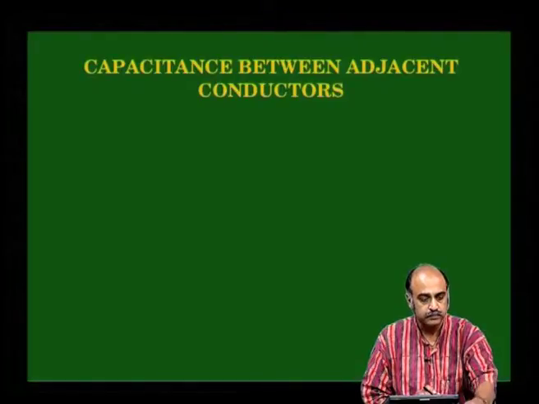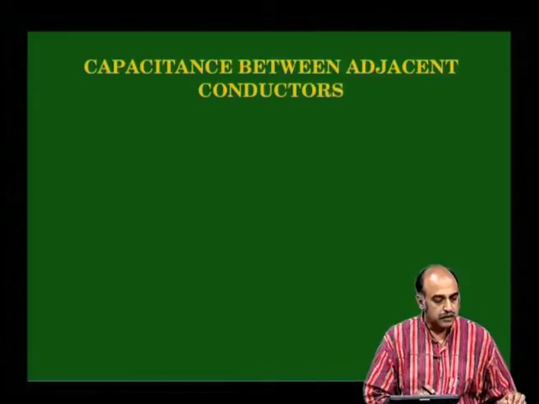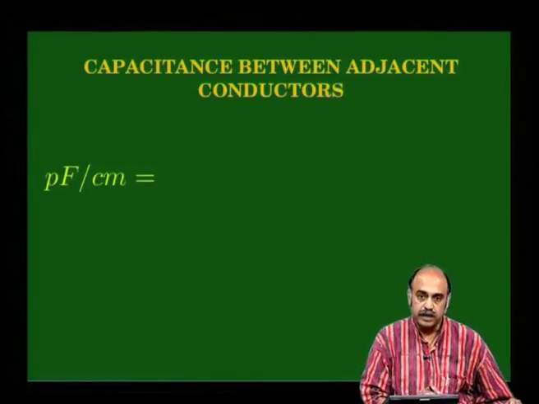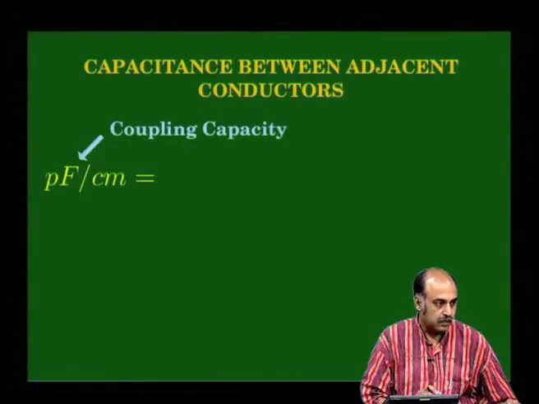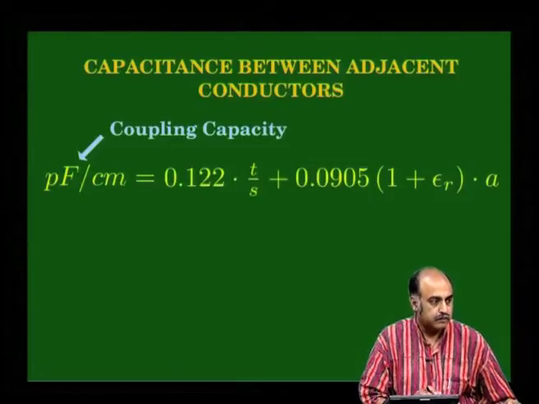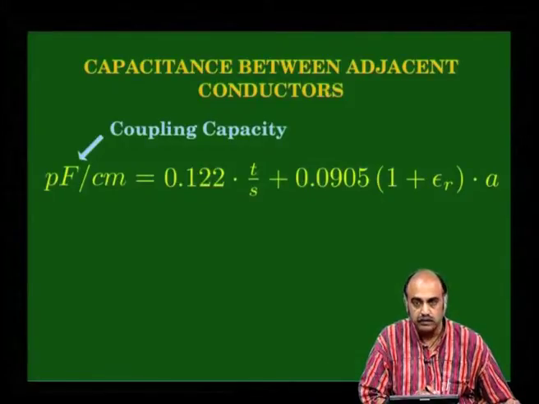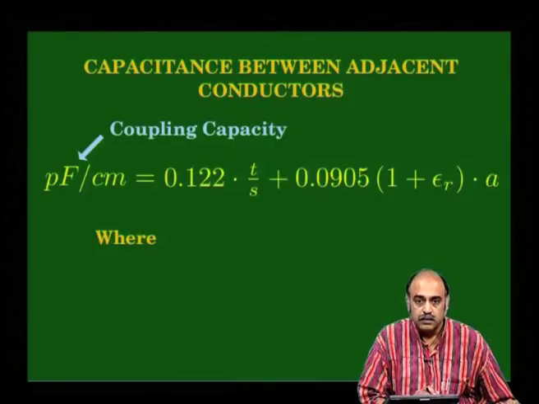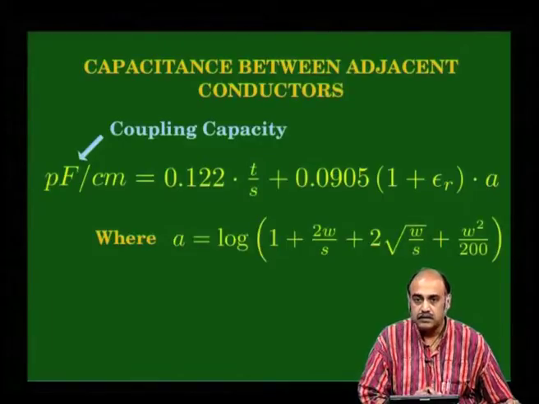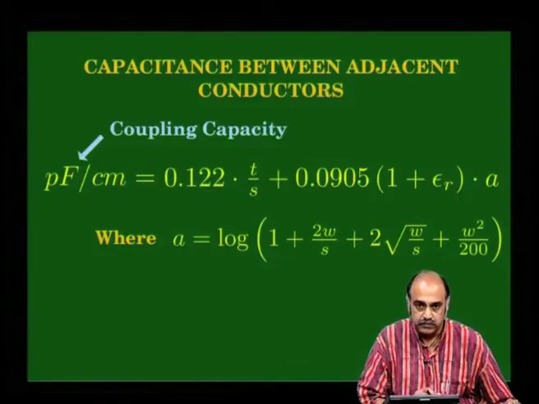Now, going back to the slide, you see that the coupling factor, which is expressed as picofarads per centimeter run of the track, or the coupling capacity, is given by this kind of equation: 0.122 into T by S plus 0.0905 into 1 plus epsilon r, the dielectric constant, into another factor A, where A is a logarithmic function, the log of a function which is formed from W, which is the width of the track, and S, which is the spacing between the tracks.